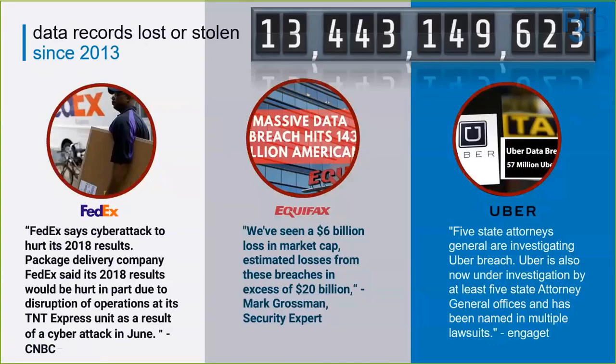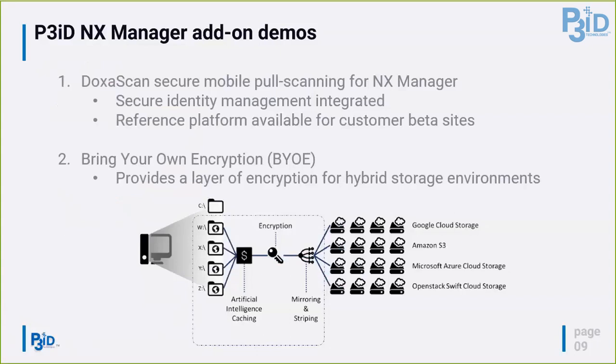So do not take this lightly when the technology is not complicated, not expensive. Then Uber, they're still under investigation and subpoena, and they've had a huge turnover in their executive staff because of this 57 million user data breach. So this is huge, and P3iD is offering ways to make NX Manager better with the security.